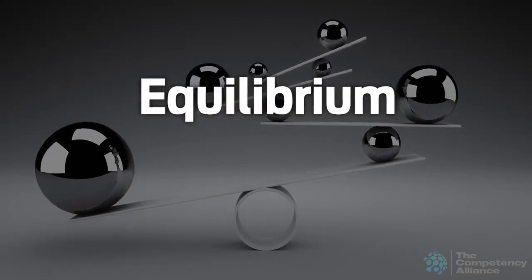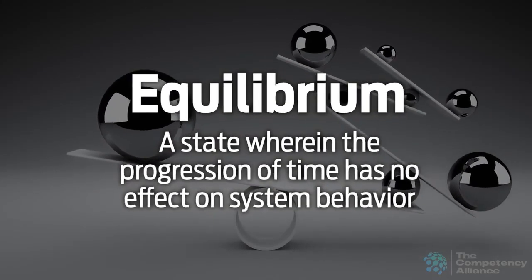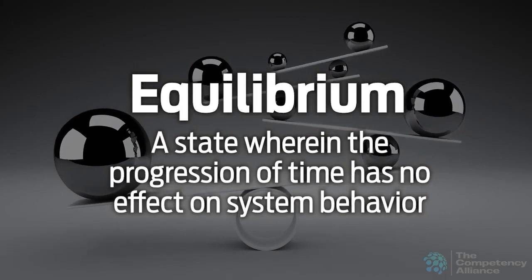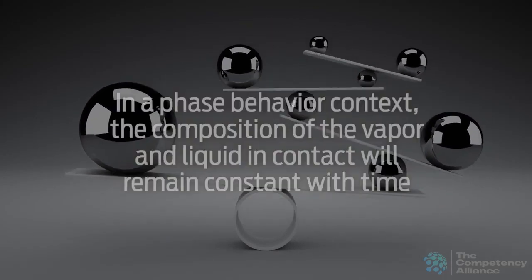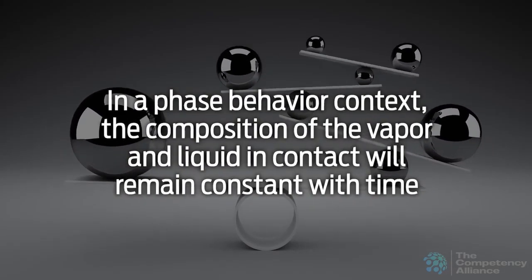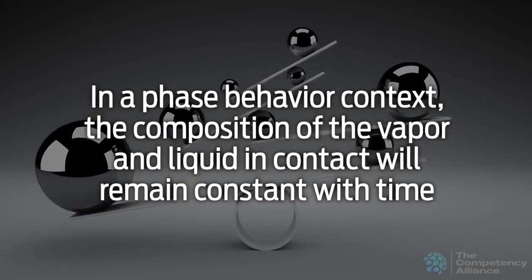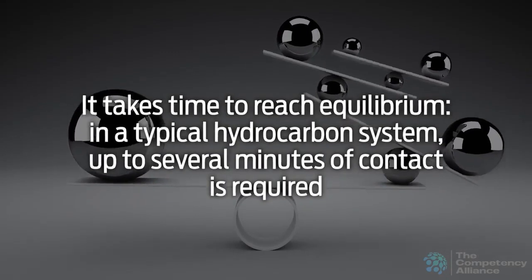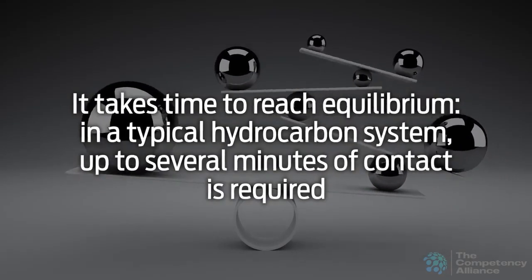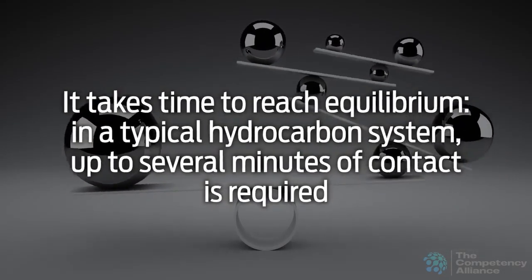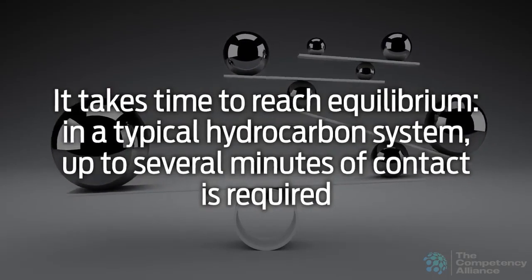Equilibrium is commonly used to describe a state wherein the progression of time has no effect on system behavior. In a phase behavior context, the composition of the vapor and liquid in contact will remain constant with time. It takes time to reach equilibrium. In a typical hydrocarbon system, up to several minutes of contact is required.